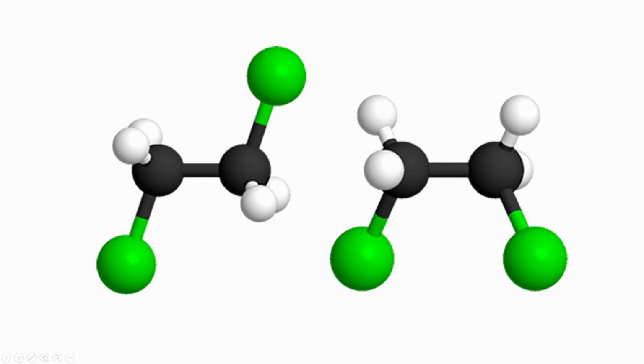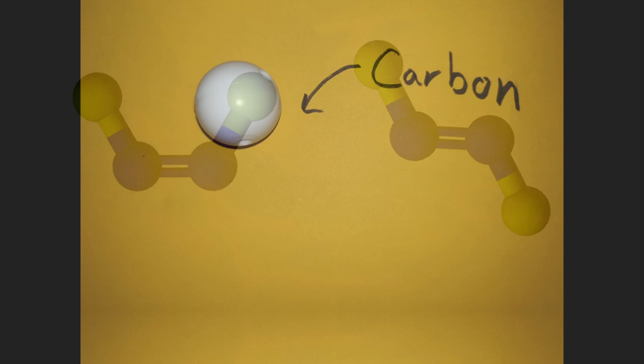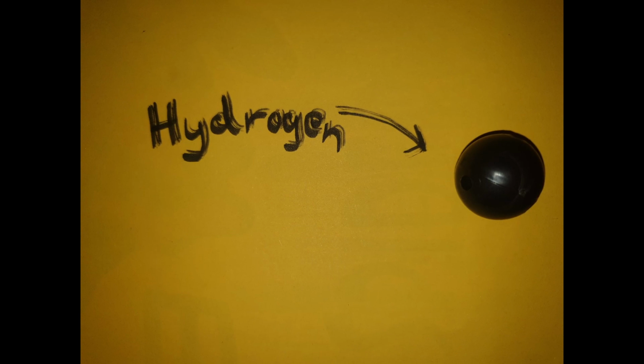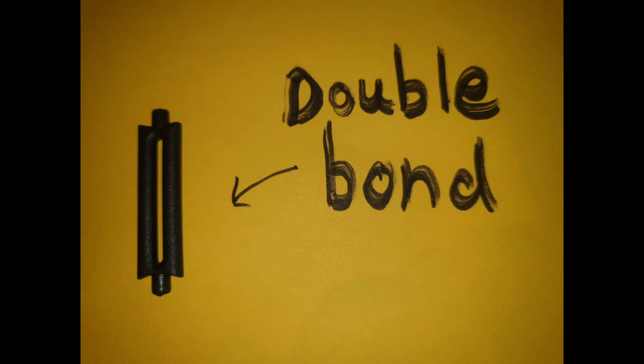There is another type of isomers called geometric. That is 2 or more coordination compounds which contain the same number of atoms but different spatial arrangements. Another example: this is carbon and that is hydrogen, and that red ball is a bromine atom. And finally, this double stick is basically a double bond.